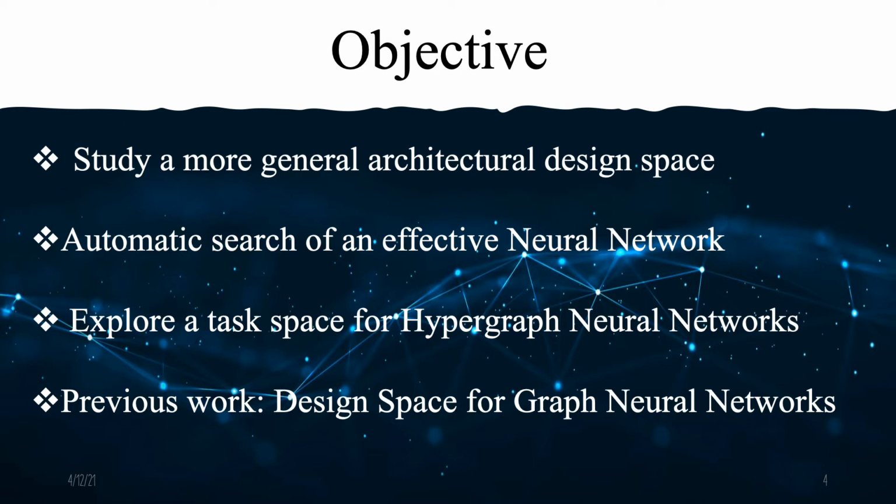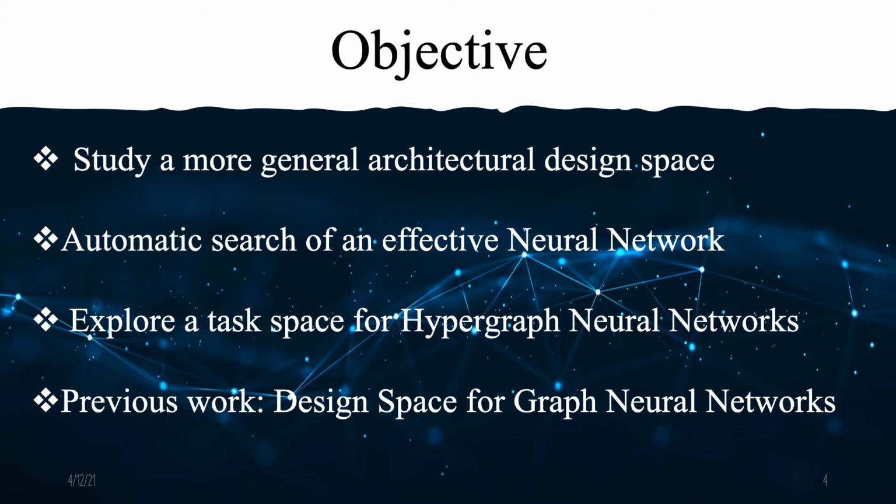Moving to the goal of our research. Our main objective through this work was to study a more general architectural design space. That is to say, we wanted to be able to automatically search an effective neural network architecture for a given new task and dataset, as doing so will help us reduce the amount of time spent trying to find the most effective model for a dataset. Further, we plan also to explore a task space for hypergraph neural networks that will enable us to categorize related tasks in order to quickly define a model for a new task based on its similarity to previous work.